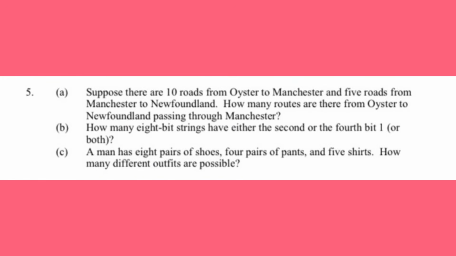A man has 8 pairs of shoes, 4 pairs of pants, and 5 shirts. How many different outfits are possible? So our 2 general questions: does order matter? Is there any repetition? First of all, we know that the man has 8 pairs of shoes, 4 pairs of pants, and 5 shirts. And we just want to know the number of different outfits we can make with what he has.